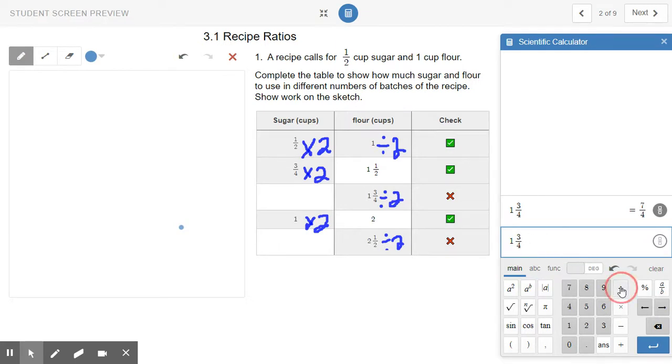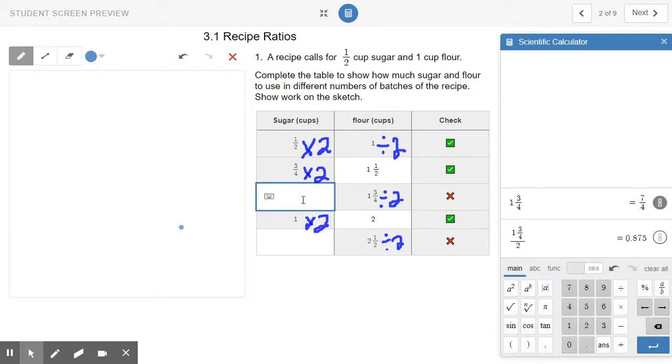And now I'm going to do divided by 2. And when I do that, I get 0.875. So let's try that out. And good, it turned correct. And now I just have to do the same thing here.